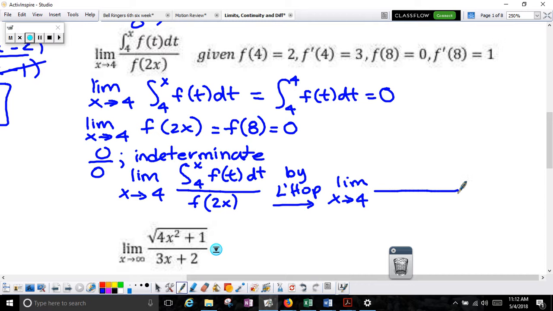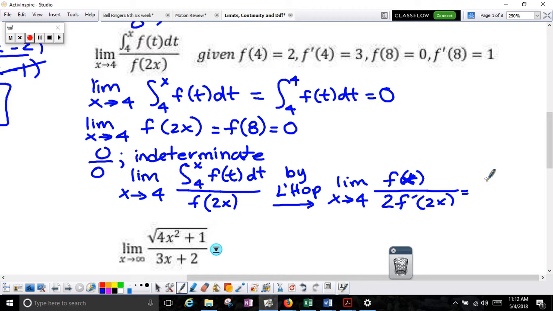Now in the numerator, when I take the derivative of that integral, the integral would cancel out, and that would just leave me with f of t. In the denominator, applying chain rule, I have 2f prime of 2x. So let's plug in. Oops, this t would actually change to an x. Sorry. So I have an f of x in the numerator.